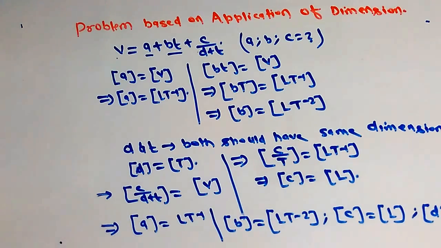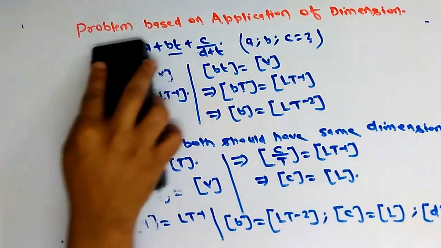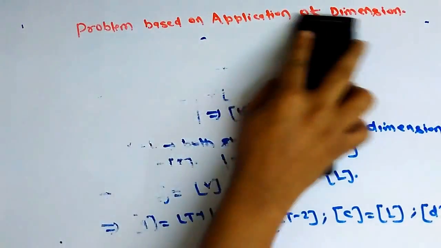Each term on the LHS side should have the same dimension as the RHS side, and whatever unknown parameters the question asks for, you can calculate just by doing the dimensional analysis. Okay, next question we will see.